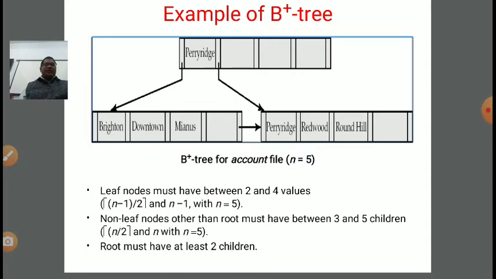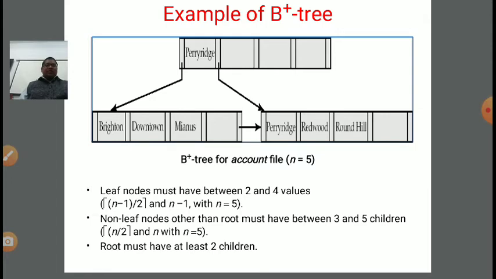So put the n value here: n = 5. (n minus 1) by 2, that is 4 by 2, that is 2, taking the upper level, and n minus 1 is 5 minus 1, that is 4. So a leaf node must have between 2 and 4 values. Next, non-leaf nodes other than the root must have between 3 and 5 children, the number of children.